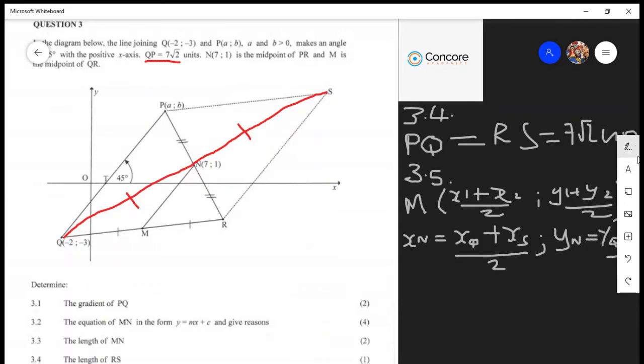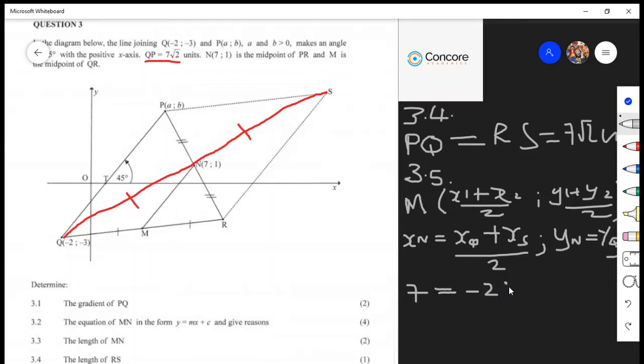So we know that our x value of N is 7, which is equal to our x value of Q, which is -2, plus, now we don't have our x value of S, that's our unknown, so we just leave it as xS, all over 2.